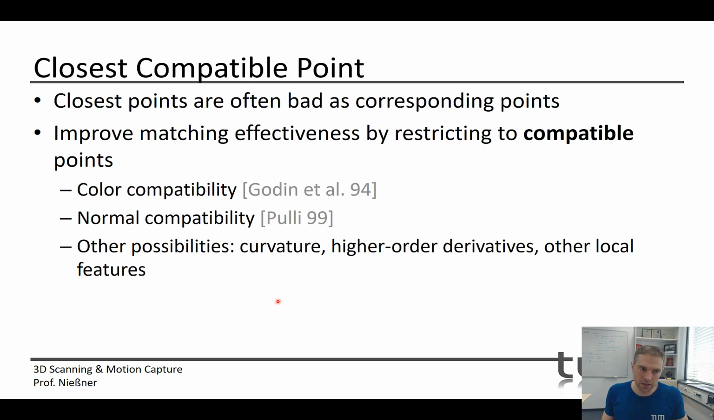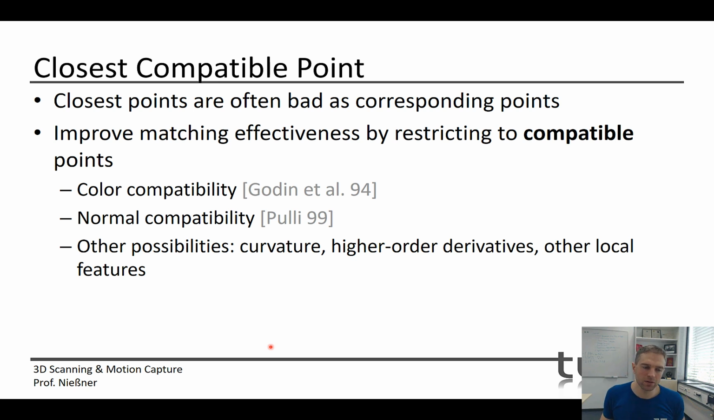One of the big things, I already mentioned it: closest points are often bad corresponding points because they just match to something that is not the right thing. The question now is how can we find better matches? There are in principle a couple of ideas. We want to improve the matching effectiveness by restricting it to compatible points. What does compatible mean? Now we're going back to what we talked about for stereo matching. Essentially, we're trying to engineer some low-level features that are fast to compute and tell us whether 2 points are matching or not, based on the color, based on the geometry, and so on.